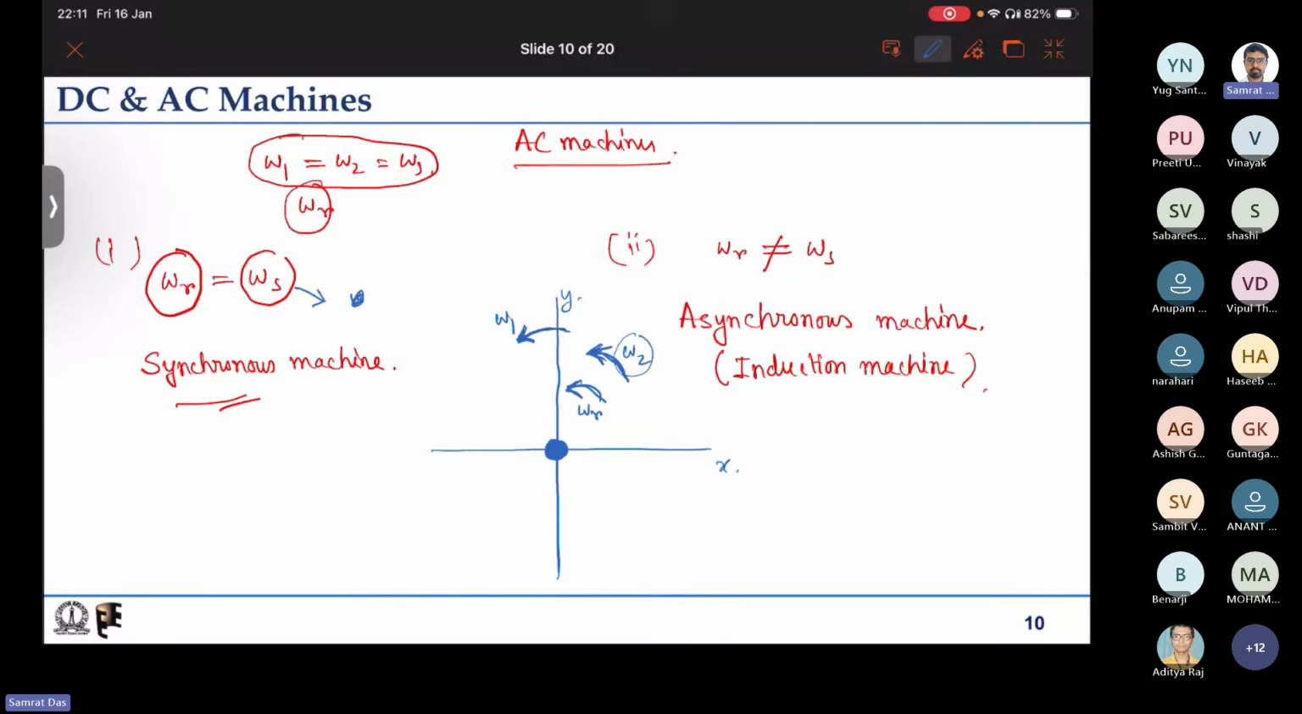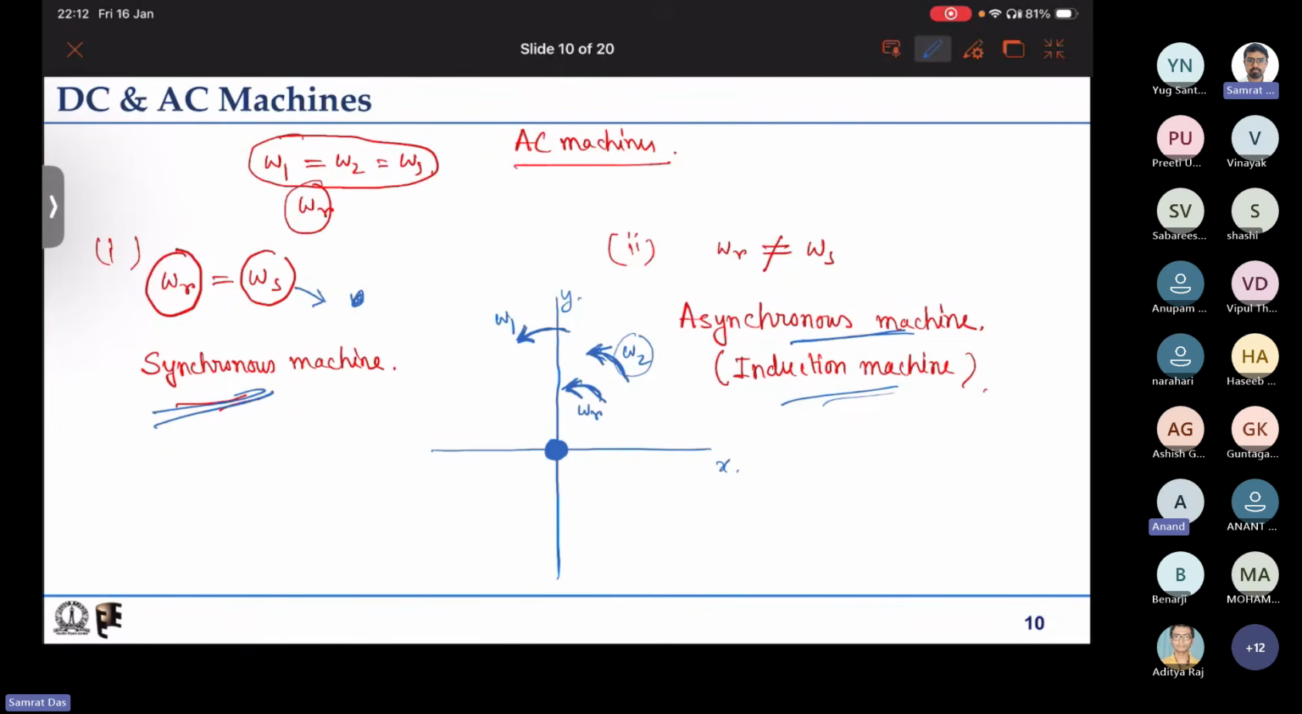So if we have omega 1 equal to omega 2 equal to omega s, then there are two possibilities only. The omega r can be equal to omega s, or it may not be equal to omega s. Based on that, there are two types of machine. One is the synchronous machine and another is the asynchronous machine. Now I got it. Thanks.